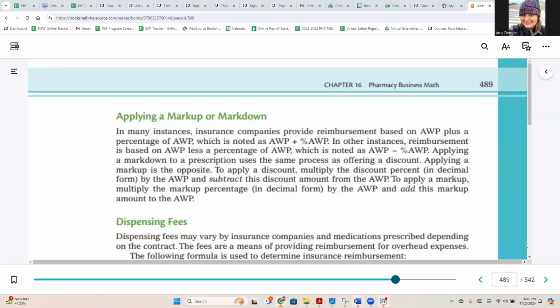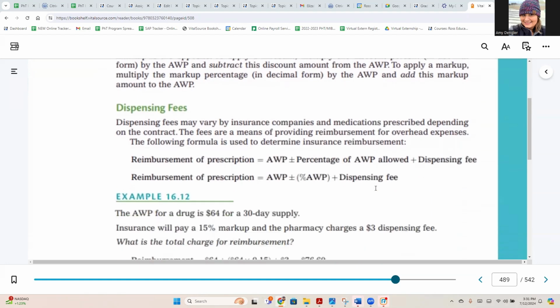To apply a discount, multiply the discount percent in decimal form by the AWP and subtract this discount amount from the AWP. To apply a markup, multiply the markup percentage in decimal form by the AWP and add this markup amount to the AWP. Dispensing fees may vary by insurance company and medication prescribed depending on the contract. The fees are a means of providing reimbursement for overhead expenses.